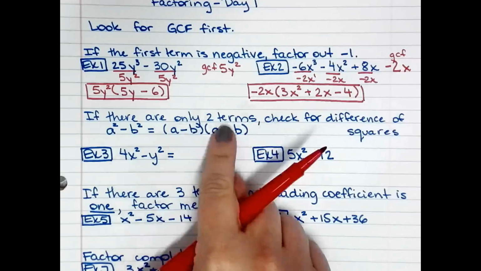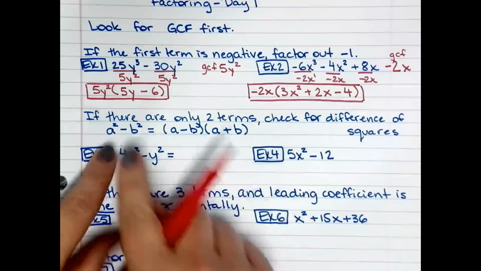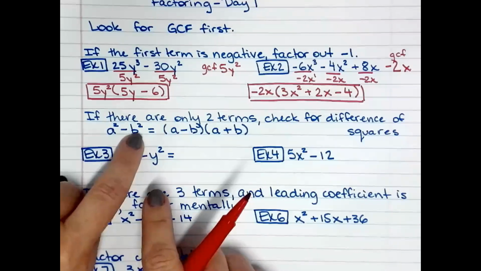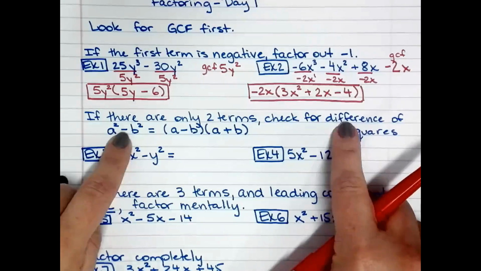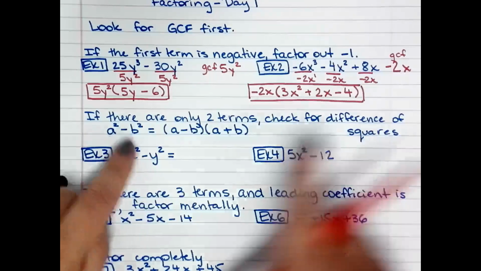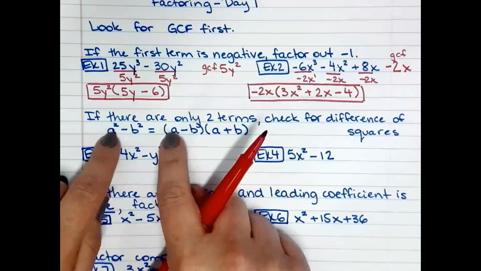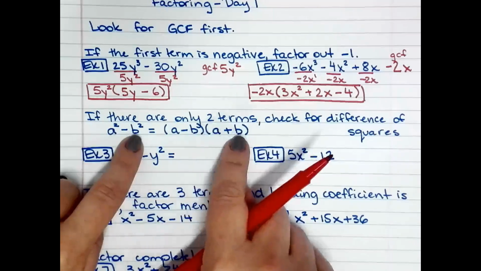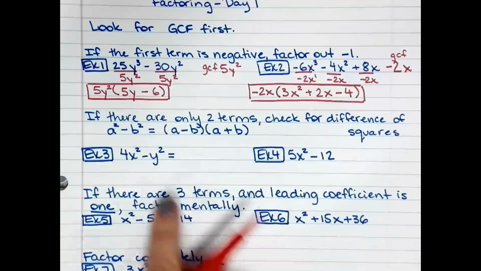Now, if you have only 2 terms, I have to check for difference of squares. What does that mean? It means the first term has to be a perfect square, the second term has to be a perfect square, and you have to have a minus in the middle. That's why it's called difference of perfect squares. To factor it, you take the square root of the first one, you take the square root of the second one, and one is plus, one is minus. What does that look like?